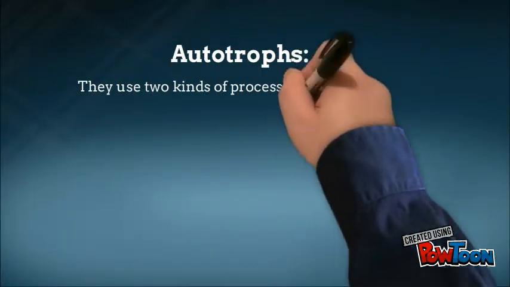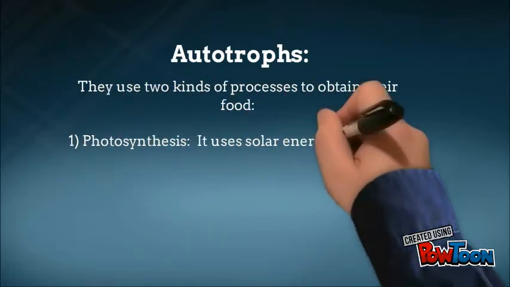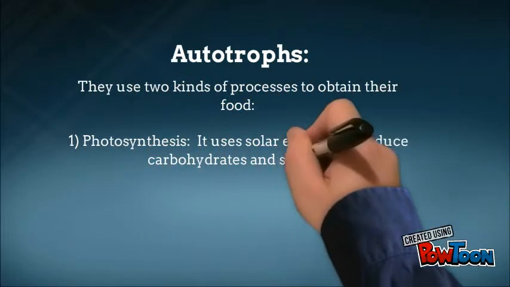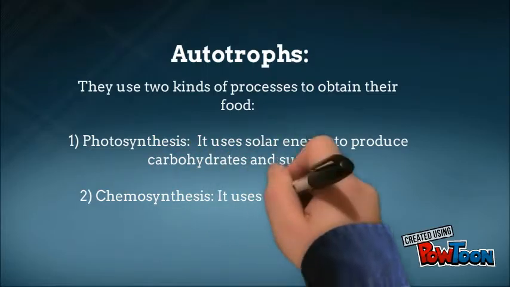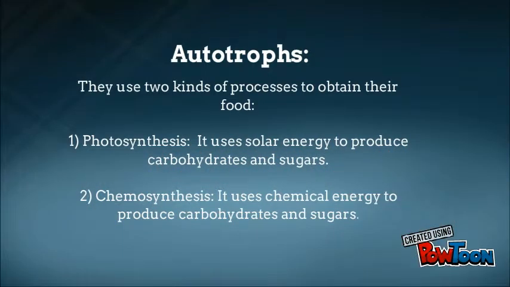Autotrophs use two kinds of processes to obtain their food. Photosynthesis uses solar energy to produce carbohydrates and sugars. Chemosynthesis uses chemical energy to produce carbohydrates and sugars.